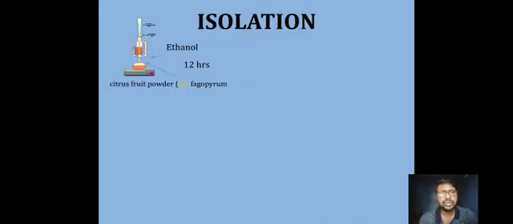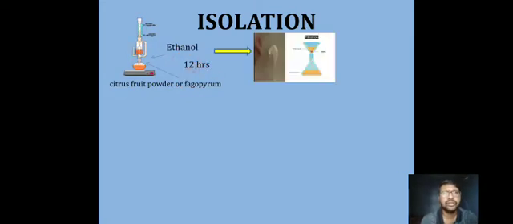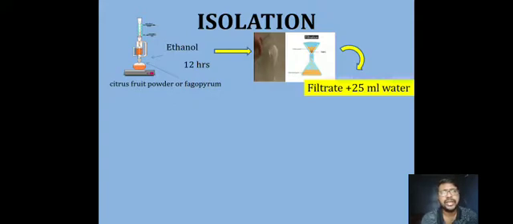Coming to the isolation of rutin. First, extract using a Soxhlet extractor. Take the citrus fruit powder or Fagopyrum esculentum leaf powder in the Soxhlet extractor and extract with ethanol for 12 hours. Next, after completion of the extraction process, go for the filtration process. So, the second step is filtration.